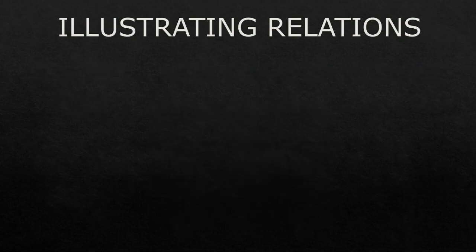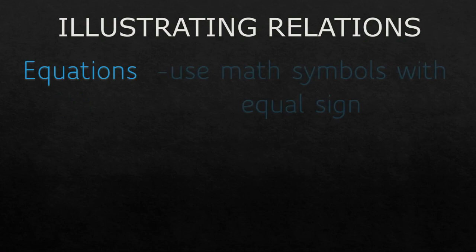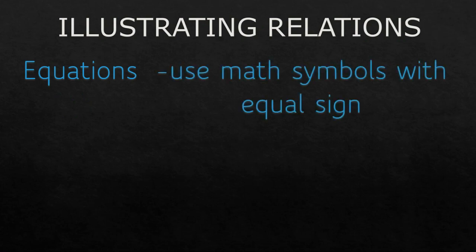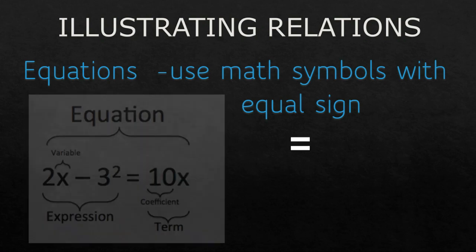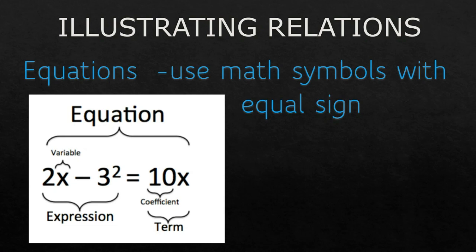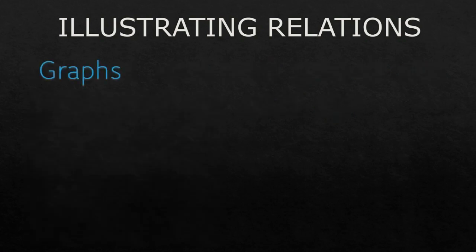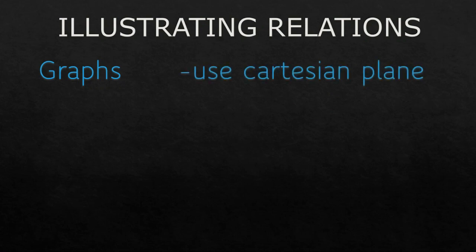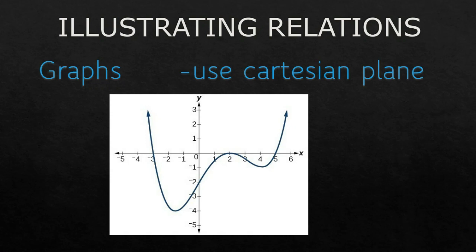The third way of writing relations is by the use of the rule itself or the equation. This way of writing is very mathematical as it is using math symbols and especially the equal sign. Lastly, relations can also be written as graph. Graphs involve Cartesian plane. It has two axes called y-axis and x-axis.